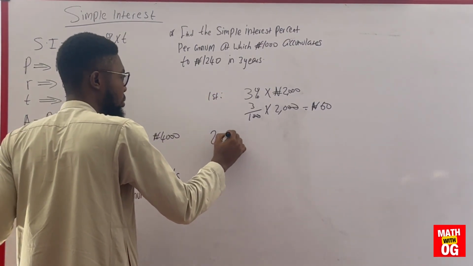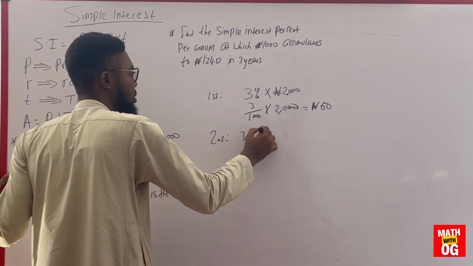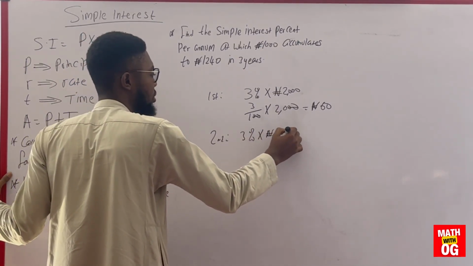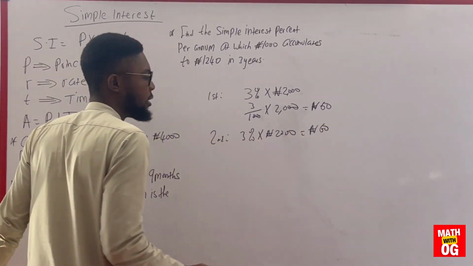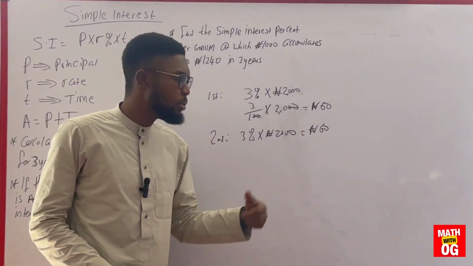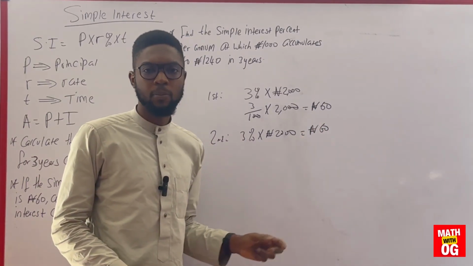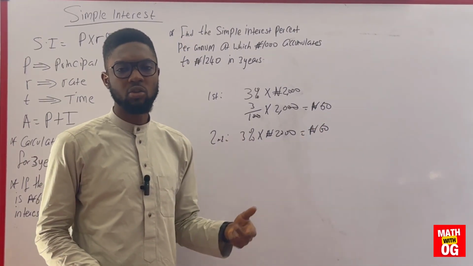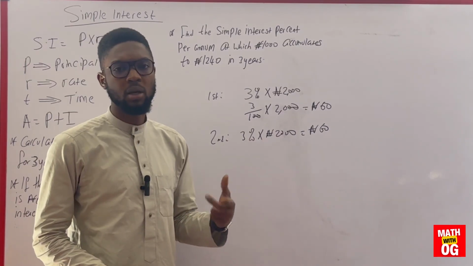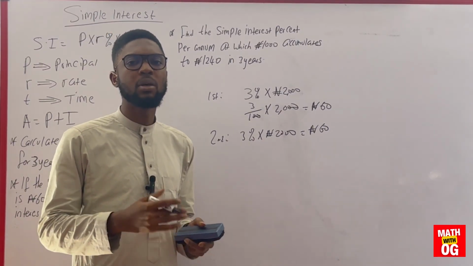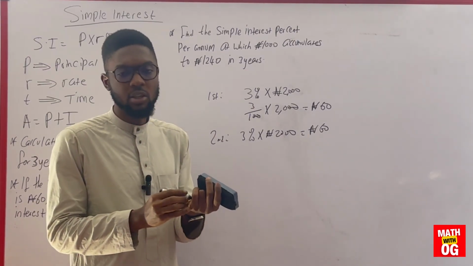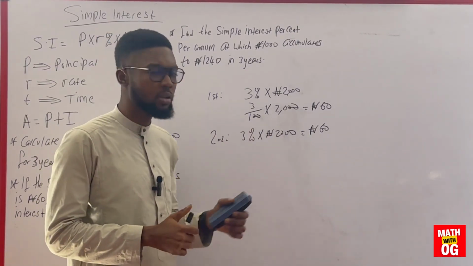Second year, same thing will happen again. 3% multiplied by 2,000 naira. So this will also give you another 60 naira. So you can see second year you made an additional 60 naira again. Third year you will make an additional 60 naira. Fourth year you make an additional 60 naira. Fifth year you make an additional 60 naira. So you keep making 60 naira every year till you are tired or till you have use for the money.